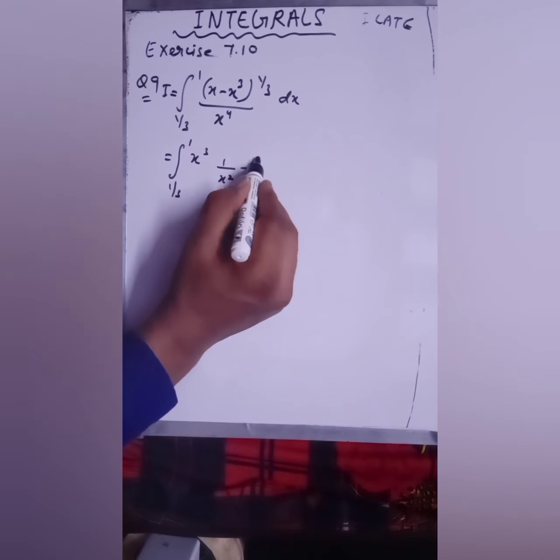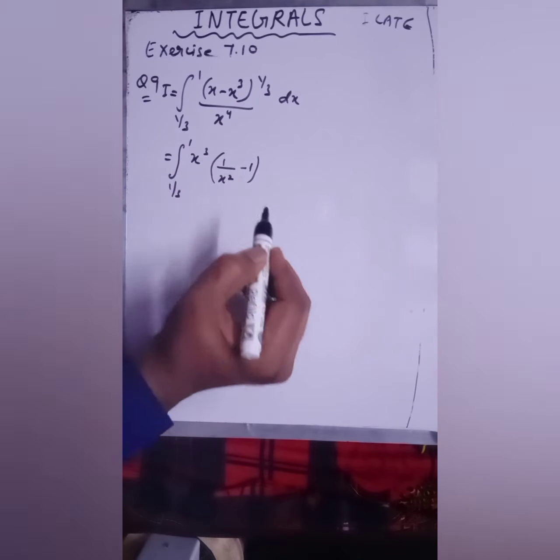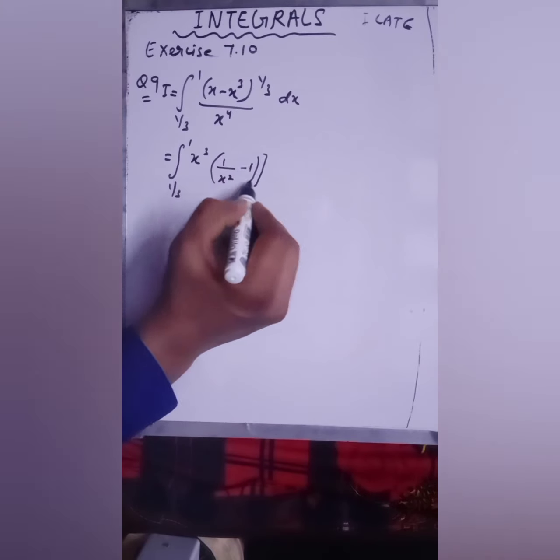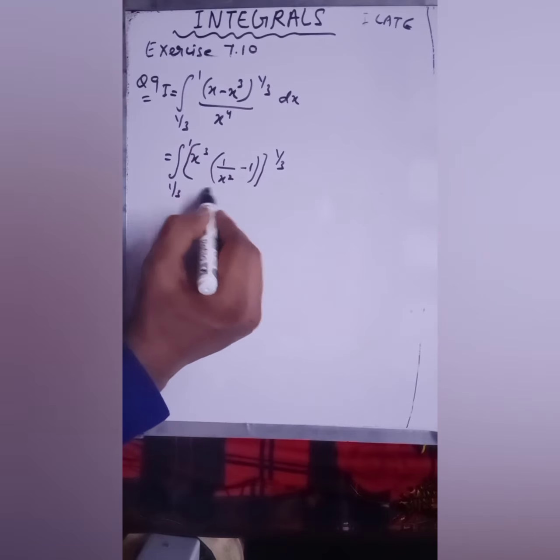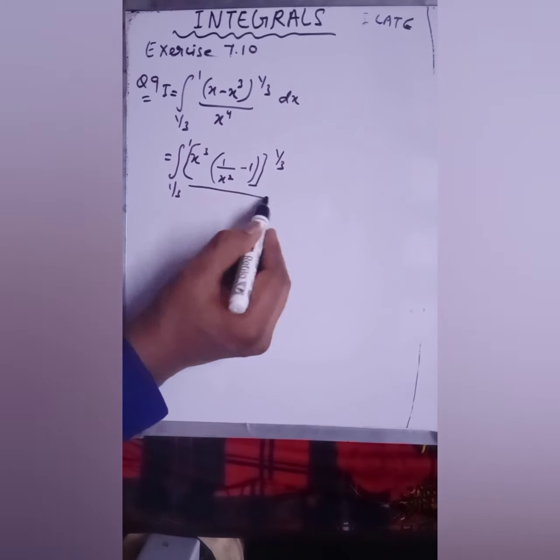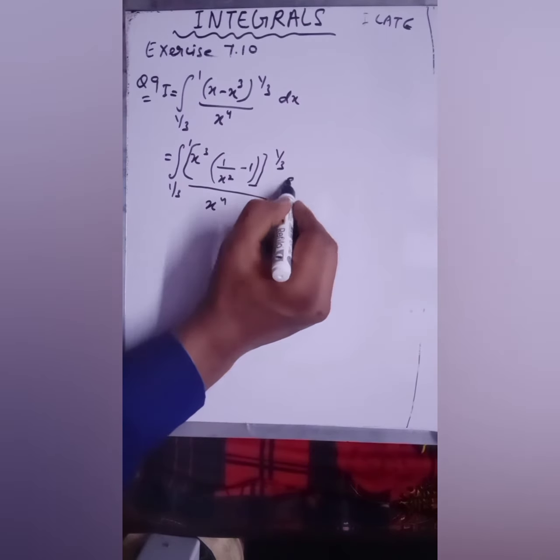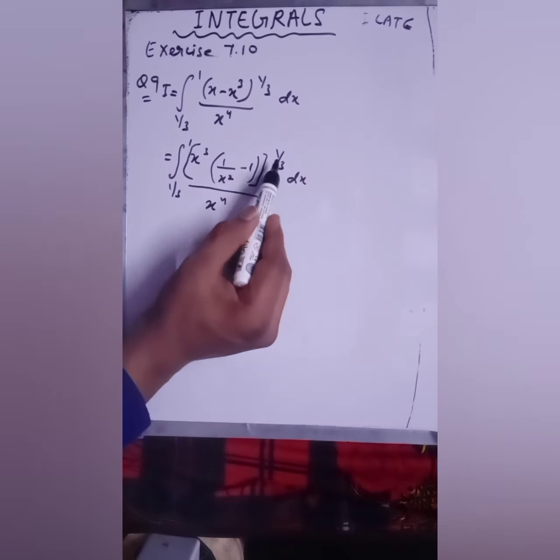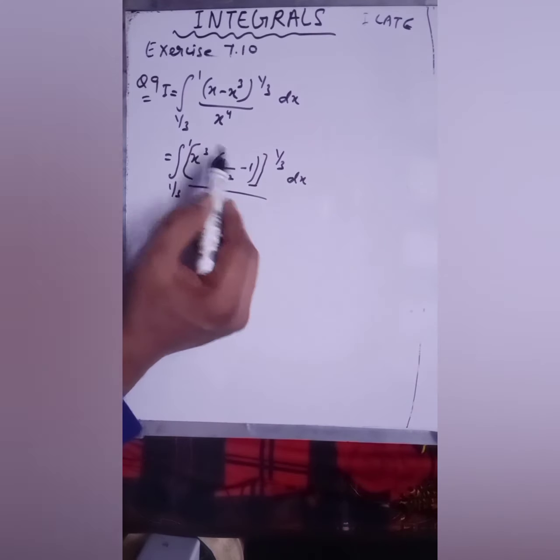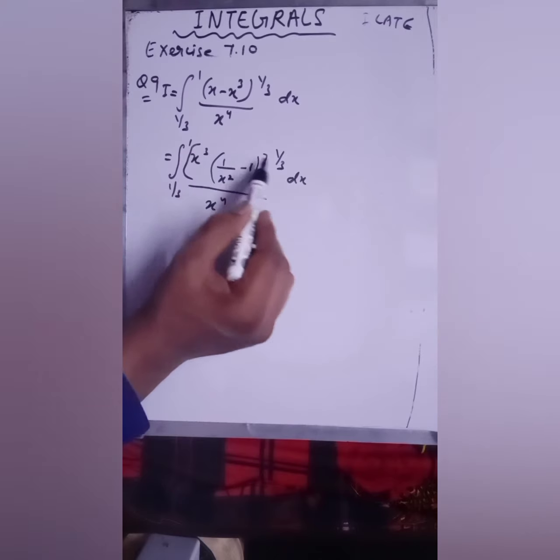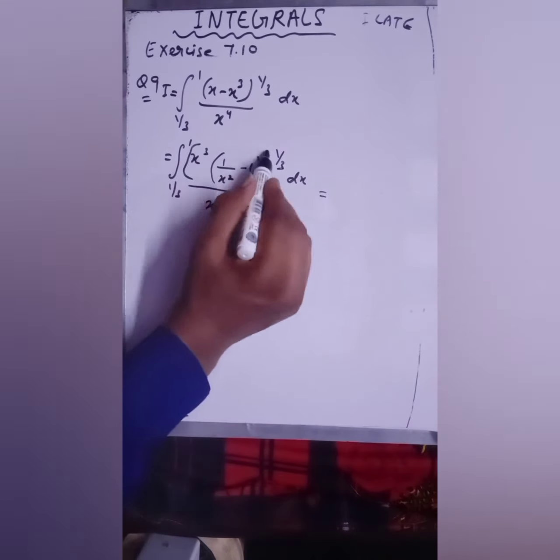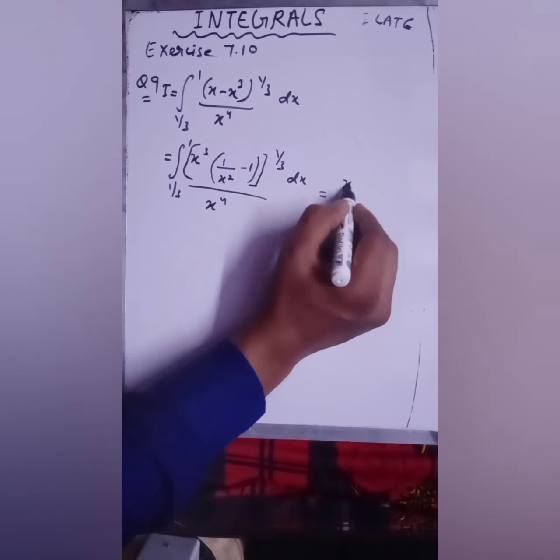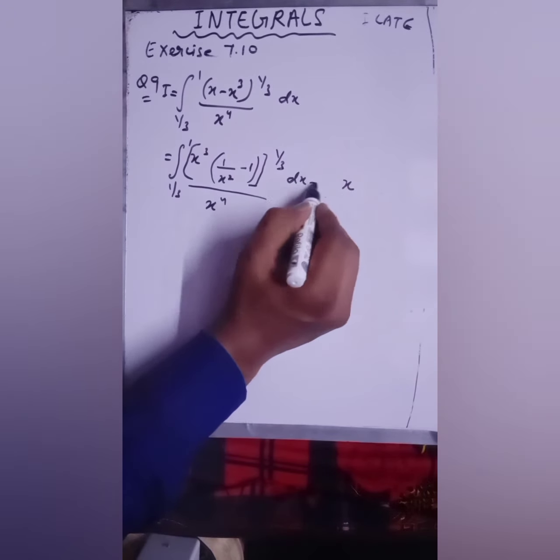minus 1, okay, and this whole raised to power 1 by 3 over x raised to power 4 into dx. Okay children, when you take this x cube outside now, so here it is cube and this is 1 by 3, so only x will come outside, because 3 into 1 by 3 will be 1, so only x I will write outside.